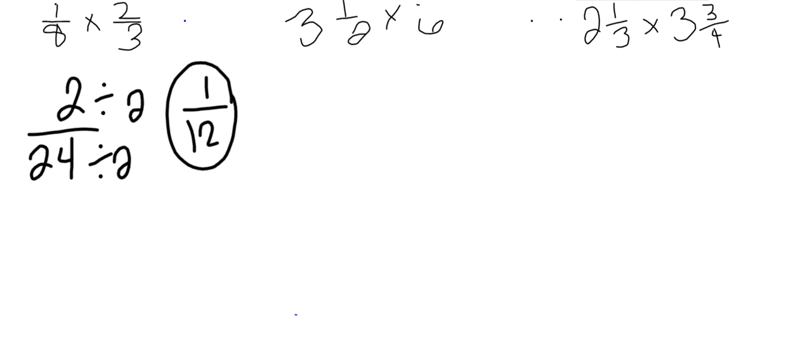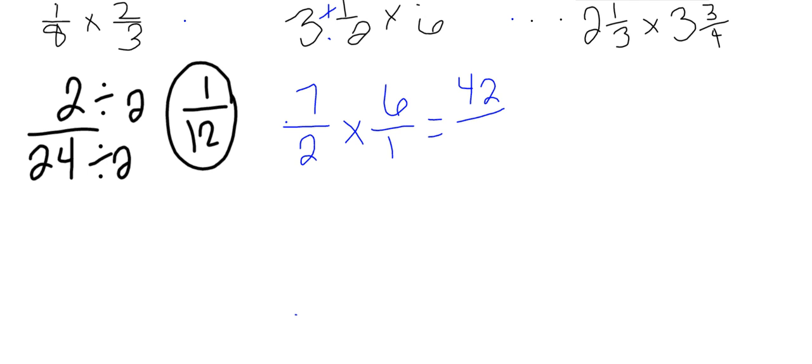All right, now let's look at this one. 3 1/2 times 6. First thing I'm going to do is put it in an improper fraction. So 3 times 2 plus 1. So I'm going to have 7 over 2 times 6 over 1. You got to put that over 1. 7 times 6 is 42. 2 times 1 is 2. And I can take 42 divided by 2. I get 21.